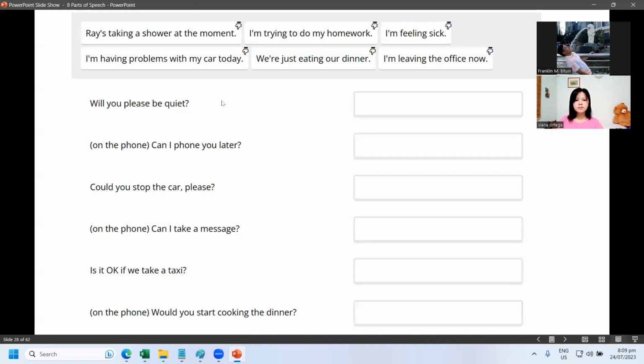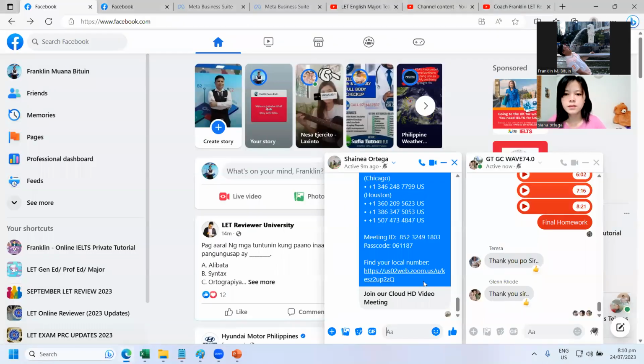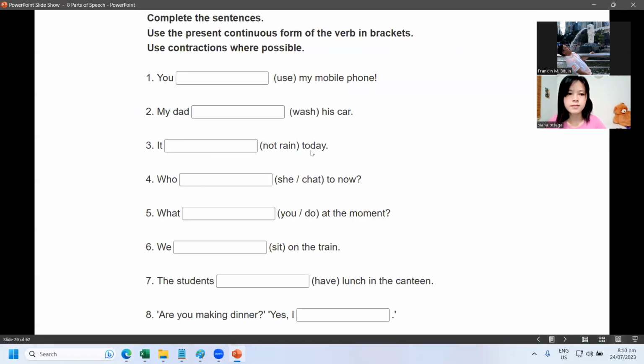So if you're using am, don't forget the to be verbs: am, is, are, was, and were. Okay? Am, is, are, was, and were. Those are the to be verbs. All right. Let me just put it here. To be verbs, or we call them verb to be. Is, am, was, are, and were. So five verb to be, or five to be verbs. Okay. Next.